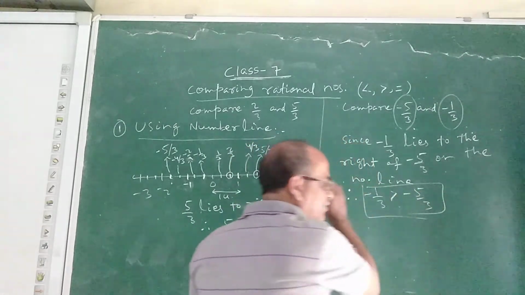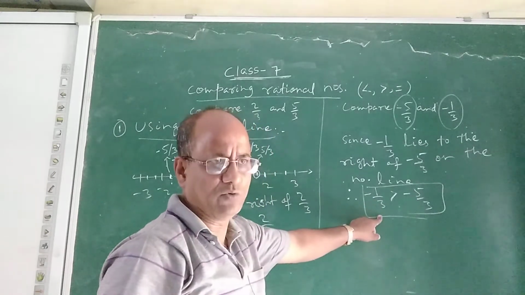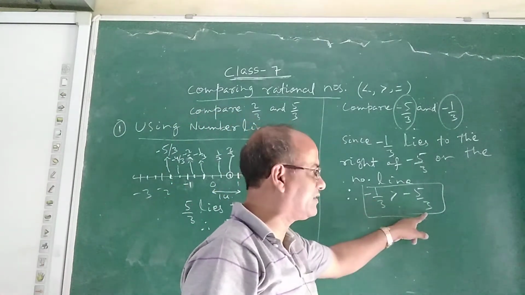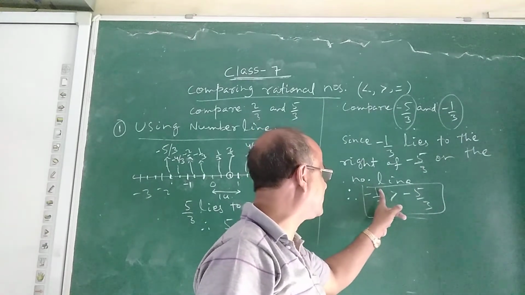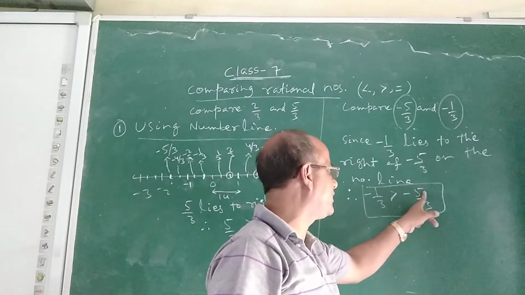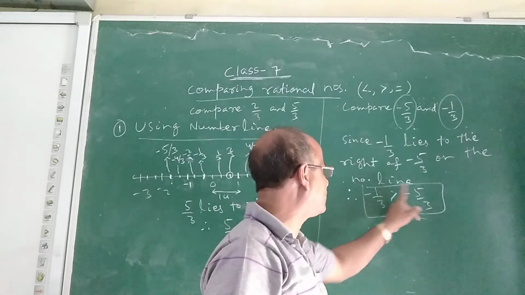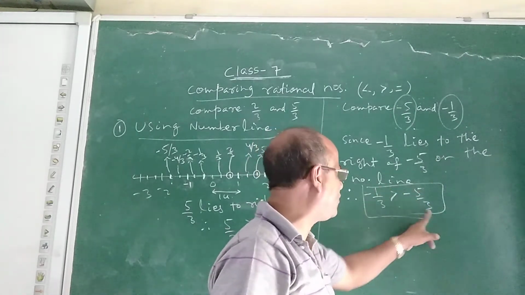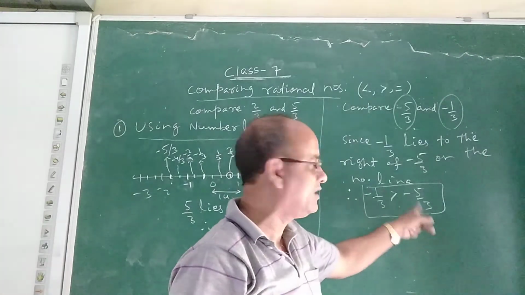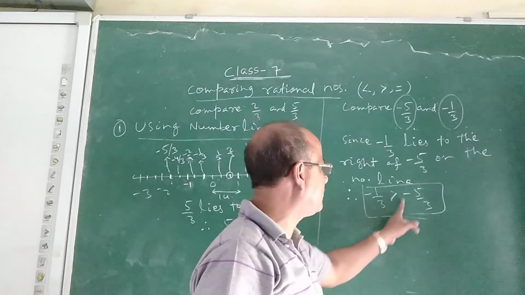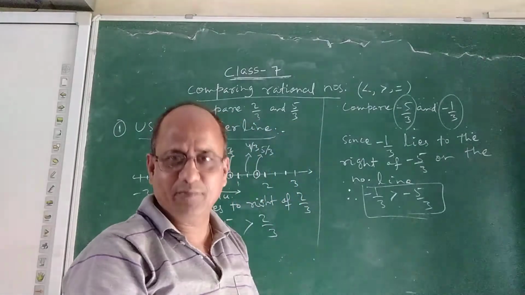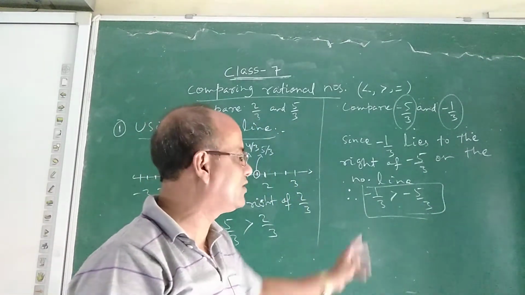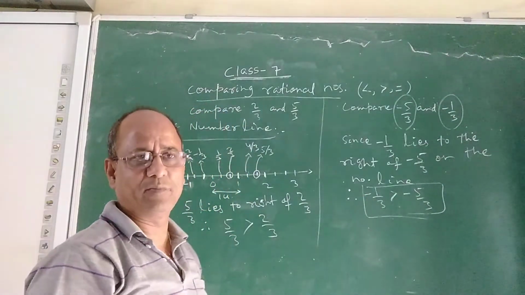And children, it is also true in another sense. Now the denominator is same. The denominator is 3. And what about the numerator? Here the numerator is minus 1. Here the numerator is minus 5. And clearly minus 1 is greater than minus 5. So as minus 1 is greater than minus 5 and both have the same denominator, definitely minus 1 by 3 must be greater than minus 5 by 3. Even without using number line, we can check which number will be greater and which number will be smaller.